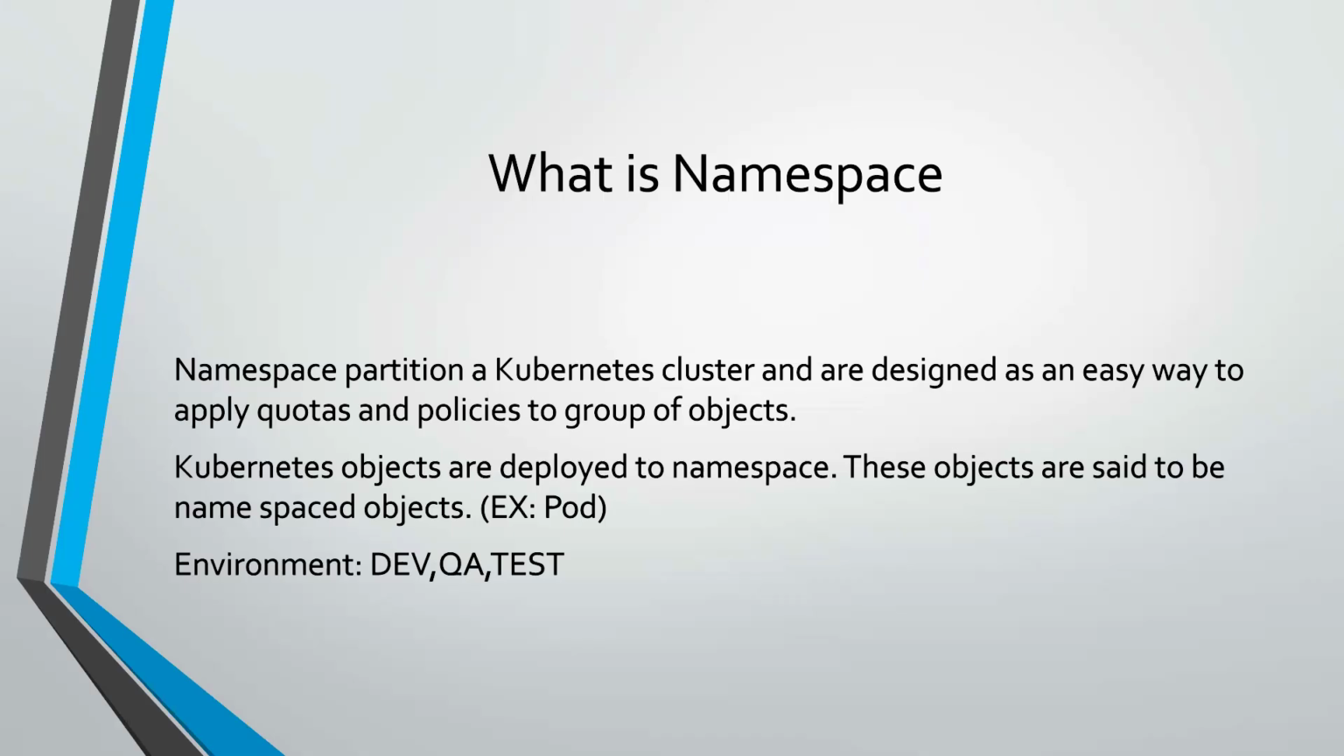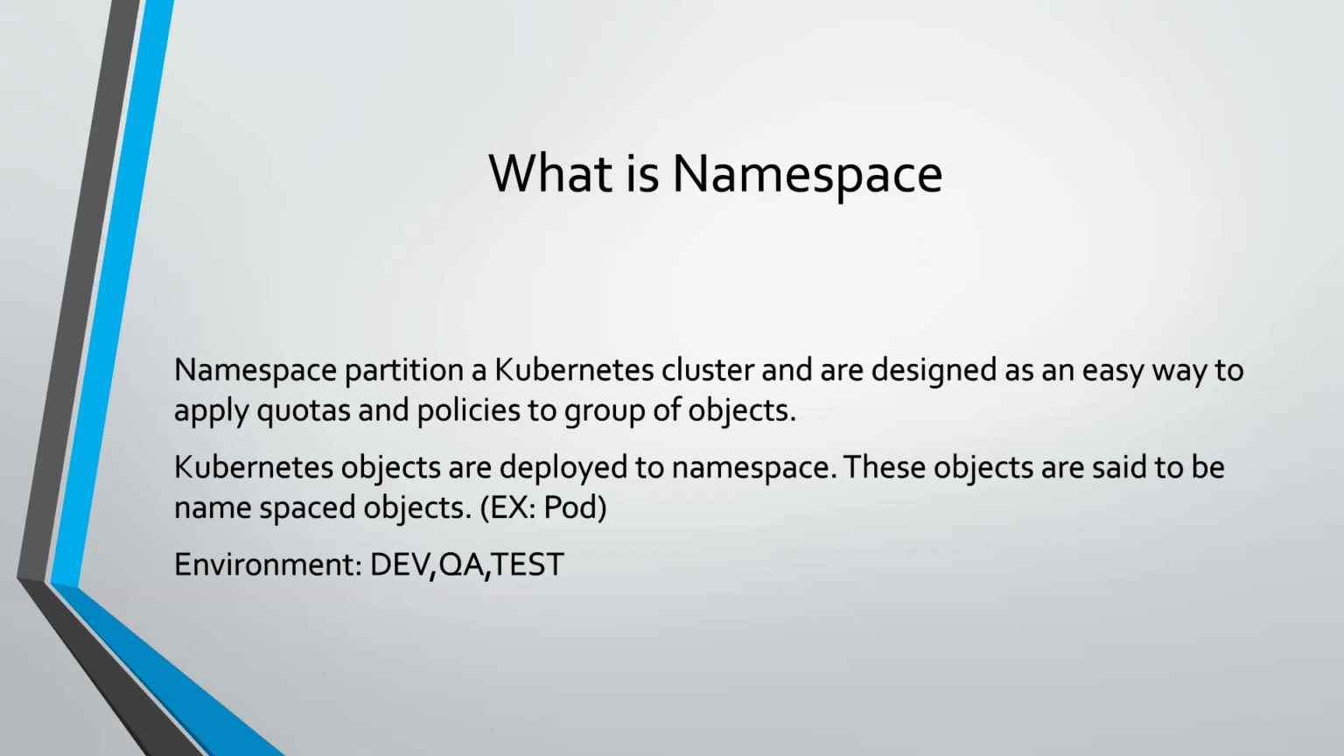Group the objects in the sense, consider one of the best examples: when you are working in a project, you will be having the dev environment, QA environment, and test environment. You may be required to apply different rules for the QA environment and different rules for the dev environment. So in that case, in the Kubernetes cluster, we are going to create three namespaces: dev namespace, QA namespace, and test namespace.